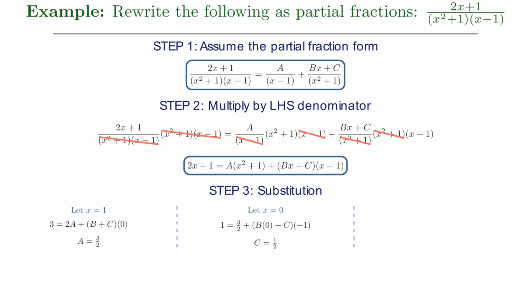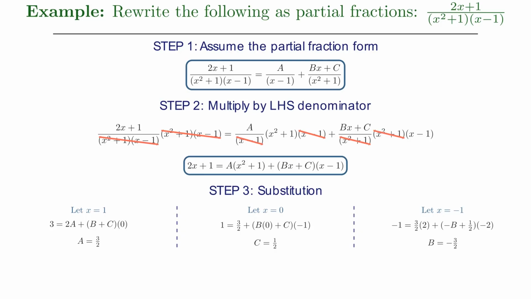And then finally, I can choose any value of x that I haven't used already. Keeping the number small, I'm going to let x equal −1. This gives me −1 equals A, which is 3 over 2, times 2, plus (−B + C), which is the half, multiplied by −2. Solving this equation gives me B equals −3 over 2.